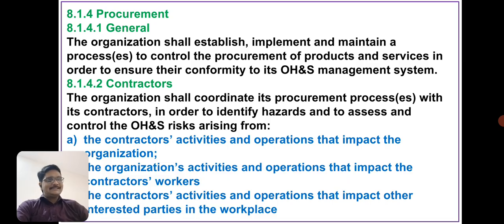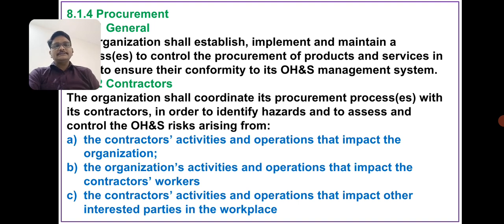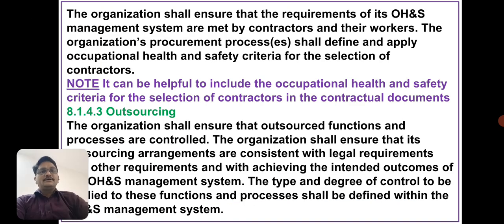For this, the organization shall coordinate its procurement process with its contractor in order to identify hazards and to assess and control the OHS risk arising from the contractor activities and operations that impact the organization, the organization activities and operations that impact the contractor workers, and contractor activities and operations that impact other interested parties in the workplace. For this, the organization shall ensure that the requirements of the OHS management system are met by the contractor and their workers. The organization procurement process shall define and apply occupational health and safety criteria for the selection of contractors.